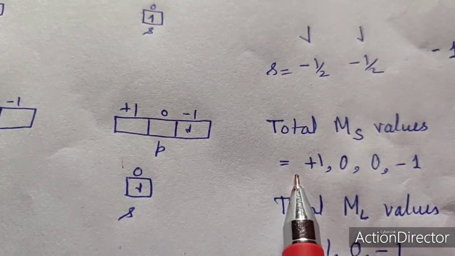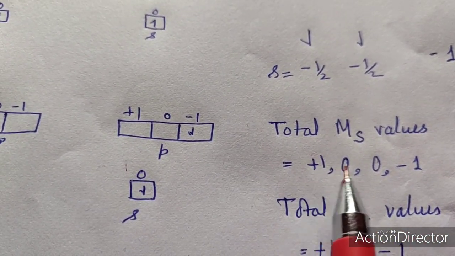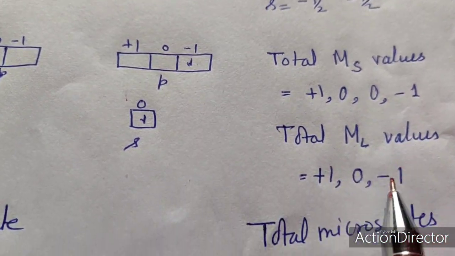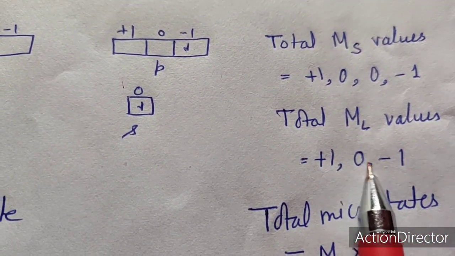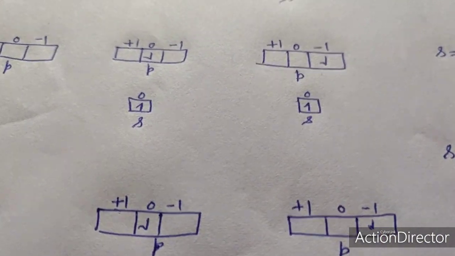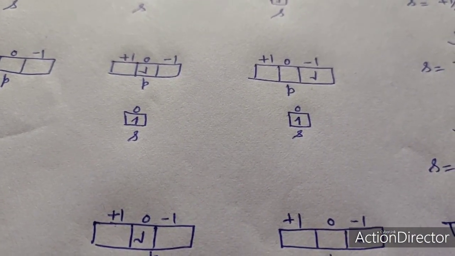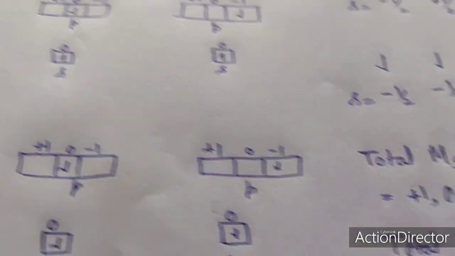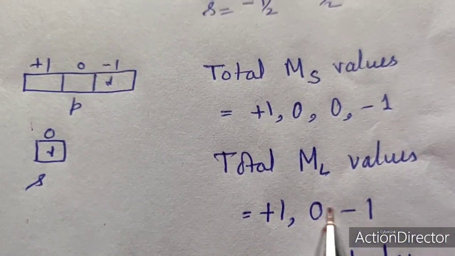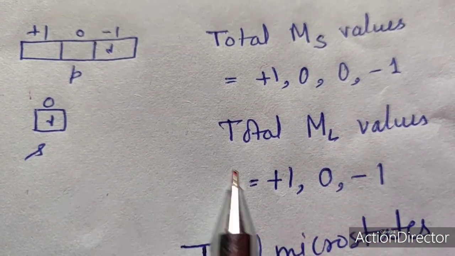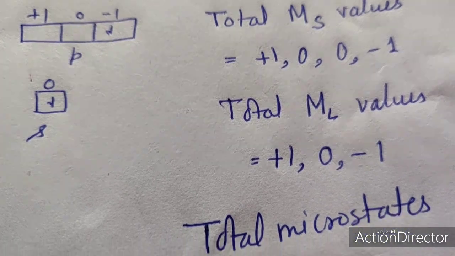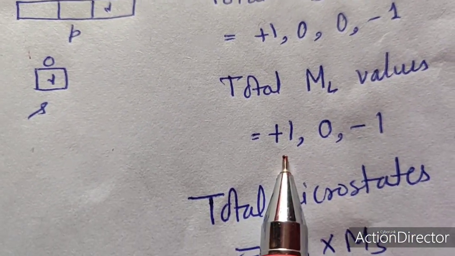So total MS values are plus 1, 0, 0, minus 1. And total ML values are plus 1, 0, minus 1. So maximum possibility is plus 1, 0, minus 1. So these are the three possibilities for ML values.